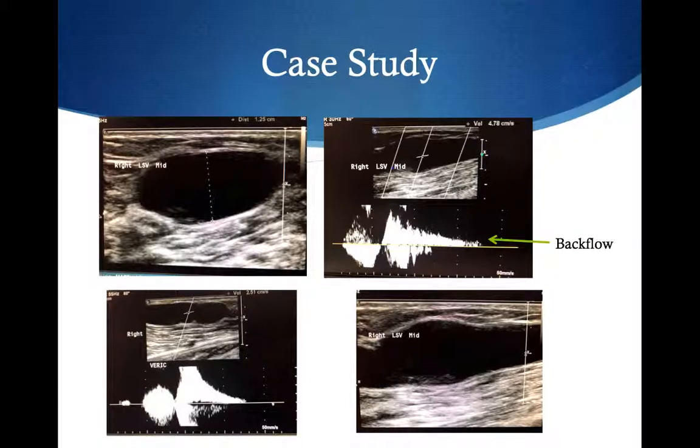In these images, you can see that his veins are very dilated. You can also see he has backflow through his lesser saphenous vein. So everything above the baseline is flow that's going away from the heart instead of towards the heart the way it should. So you can see a big surge of it in the bottom left picture, and there's also a long pattern of backflow in the top right picture. And then you can see where his vein bulges in that bottom right picture as well.